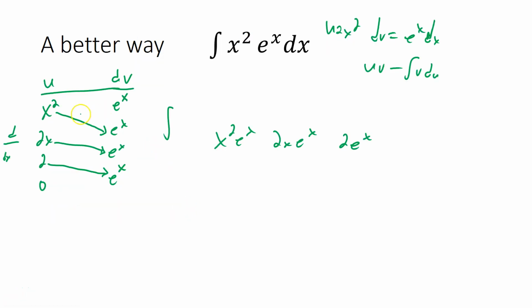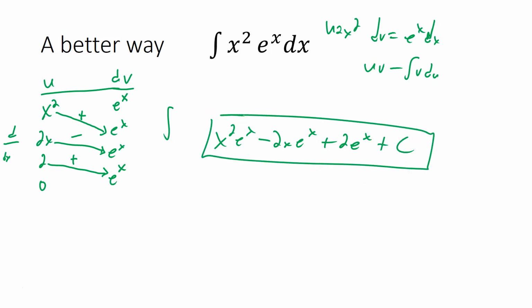So all we do here is we alternate signs. So I'm going to put a positive here. Always start with positive, then negative, then positive. So we have a positive x squared e to the x. Then we have a negative 2x e to the x. Then a positive 2 e to the x. And then at the end, don't forget your plus c. And that's all there is to the table method.